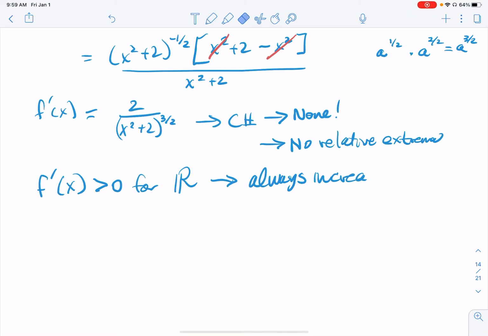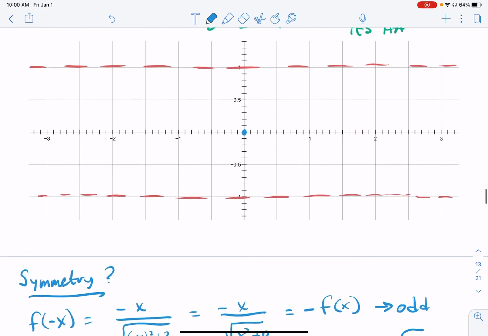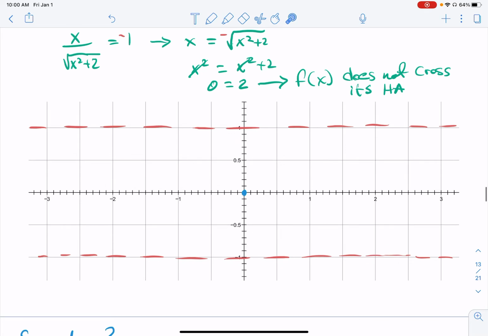Oh my gosh, I'm having such trouble. Always increasing. There we go. All right, so that's a handy piece of information to know. We have no relative extrema, and our function is always increasing. Let's go back to the sketch of the graph here. So it kind of would make sense that we're doing something like this, that our function is always increasing.